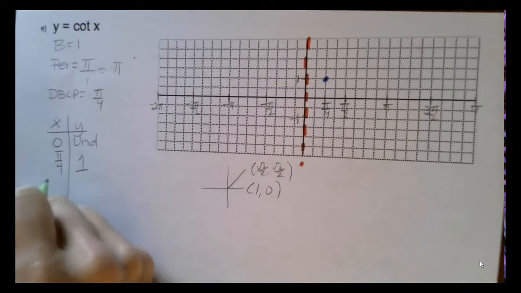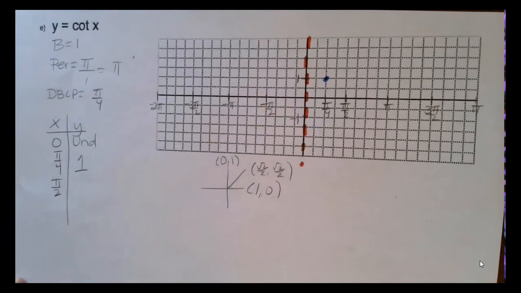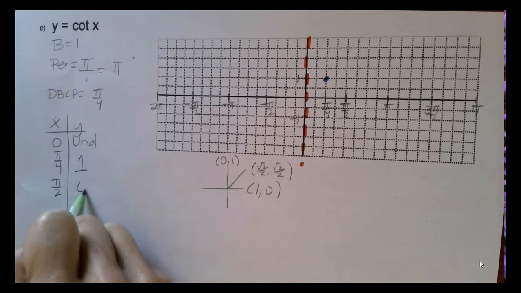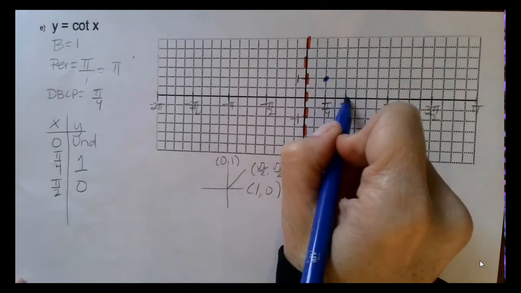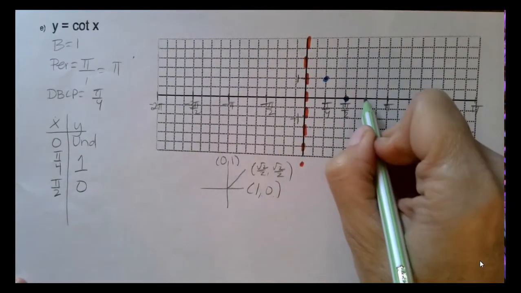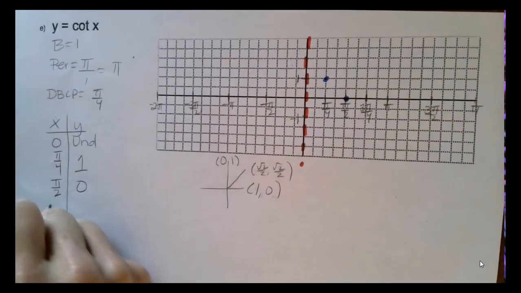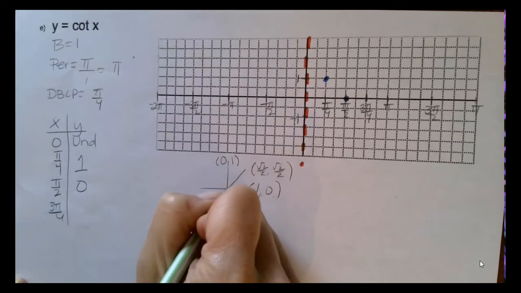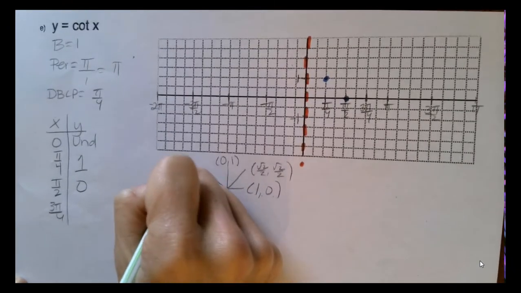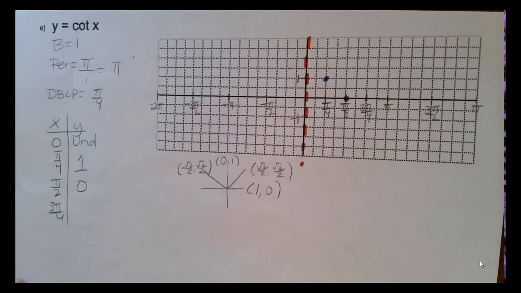Now I'm going to do pi over 2. Pi over 2, the coordinates are 0, 1. Cotangent is x over y, so it's 0 over 1, so it's 0. Now, halfway between pi over 2 and pi is 3 pi over 4, so that's what I'm next going to plug in. 3 pi over 4 is right here. The coordinates are negative root 2 over 2, positive root 2 over 2. Cotangent is x over y, so it's negative 1.